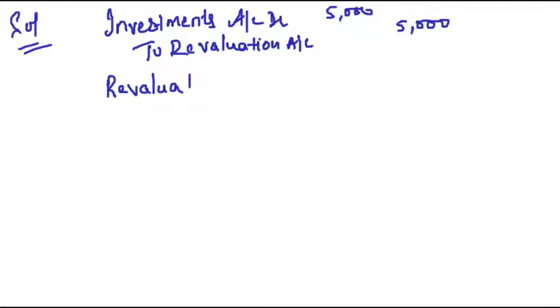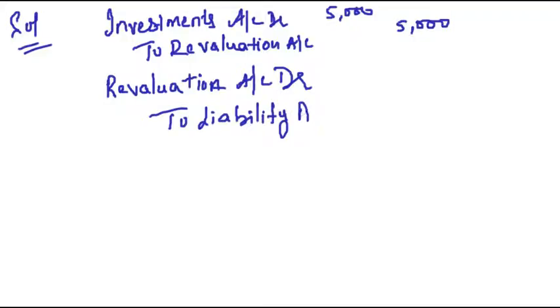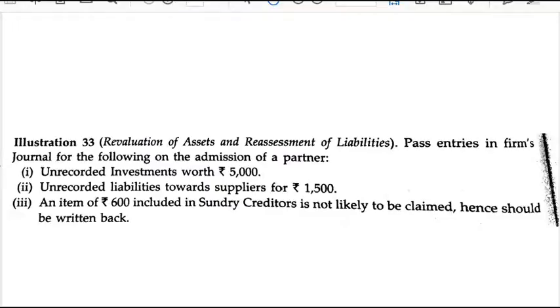So what I will do is, I'll simply say revaluation account debit to liability account. How much is the amount? 1,500 and 1,500. Third point, an item of 600 included in sundry creditors is not likely to be claimed, hence should be written back.